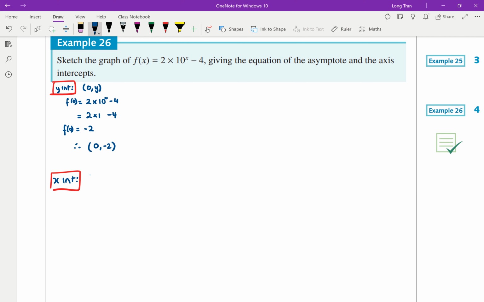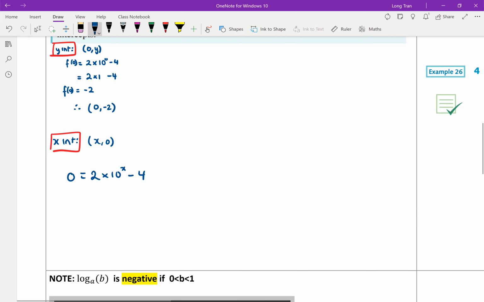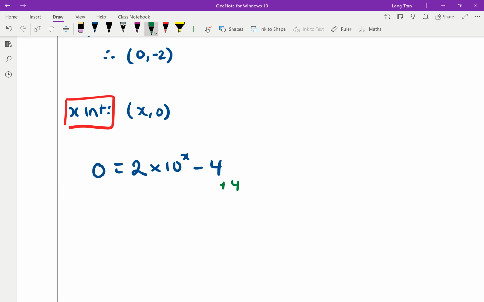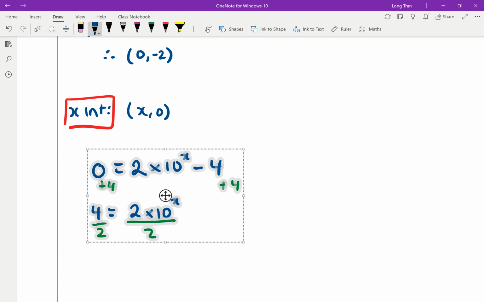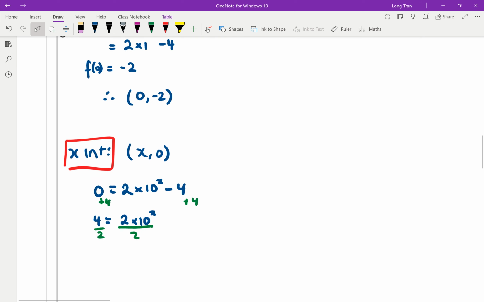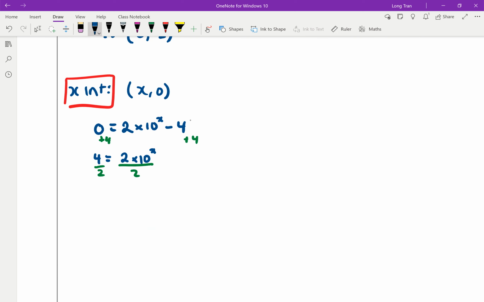We're going to find the x-intercept when the y value is 0. So we know it's going to be 0 is equal to 2 times 10 to the power of x minus 4. And to solve this, I'm going to add 4 on both sides. And so now you end up with 4 is equal to 2 times 10 to the power of x. Divide both sides by 2. So I'm balancing the equation on both sides. Over here, 4 divided by 2 is 2. And 2 divided by 2 cancels out, so it's 10 to the power of x.